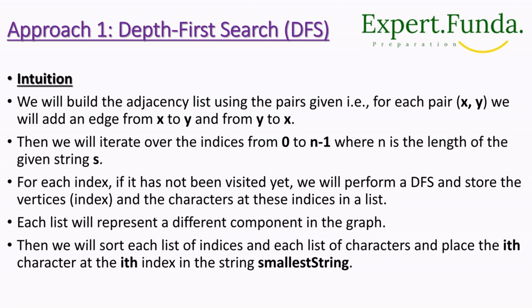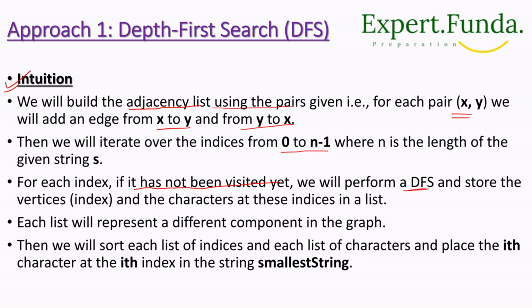Depth first search, in which we will see the intuition, so let's read this intuition. We will build the adjacency list first, using the given pairs. For each pair x, y, we will add an edge from x to y and from y to x. Then we will iterate over the indices 0 to n minus 1, where n is the length of the string given. For each index, if it has not been visited yet, then we will perform a DFS or BFS.